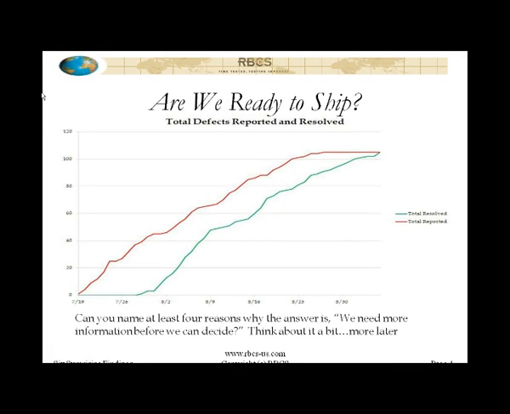This is total defects reported versus resolved, and I'm sure a lot of you, if you're test professionals, have used some variant of this chart. Very common chart. So the top red line is the cumulative number of defects reported, and the bottom green line is the cumulative number of defects resolved. And we see clients that use this chart exclusively to answer the "Are we ready to ship?"